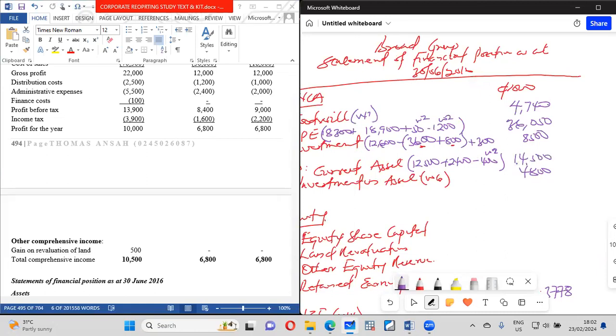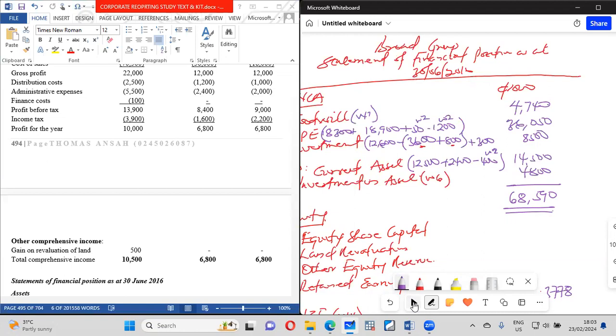14,500. So basically, this is it. All right, so if I add all this total, which should be the balancing figure, I have 68, sorry. So this is 68,590. All right, so basically, that is that.